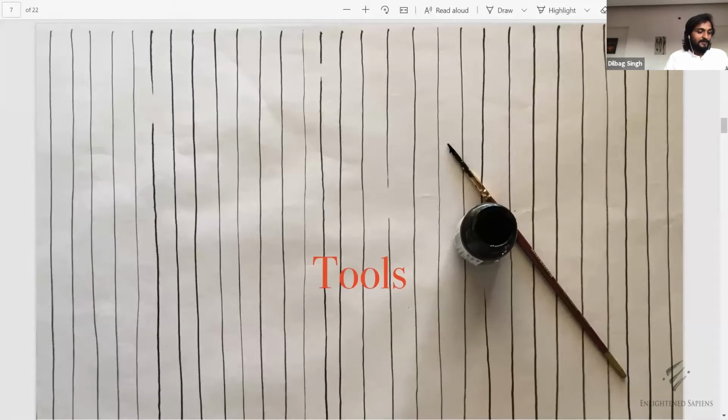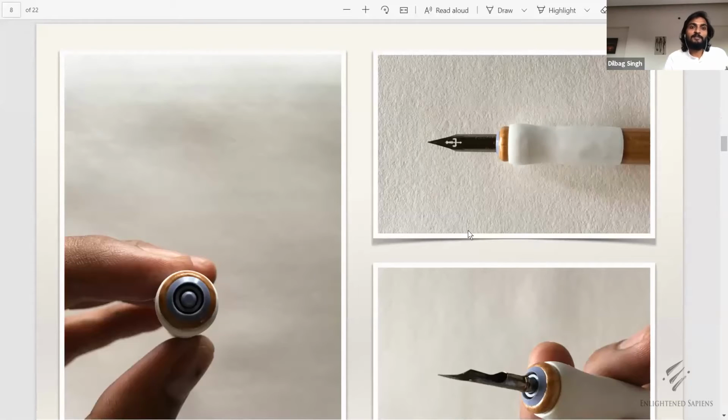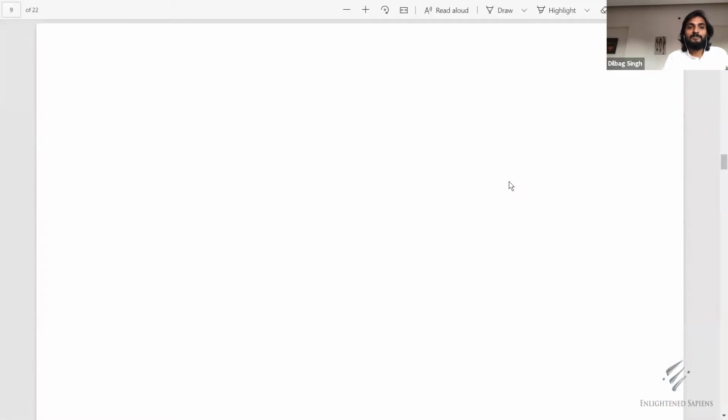So let's talk about the tools. All the images and artwork you are watching on the screen are done by me. Let's see what tools we use and what kind of result you get. You see, this is a pointed pen nib with the holder. This is a Tachikawa holder with a rubber grip. We can move to the next one.